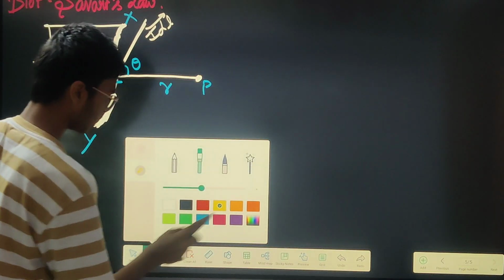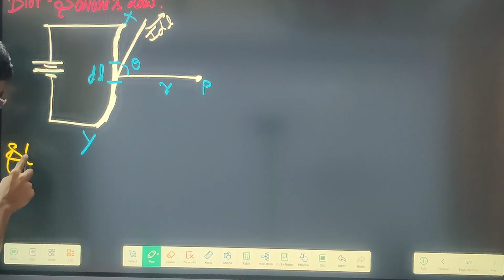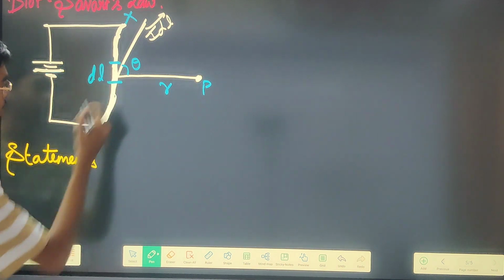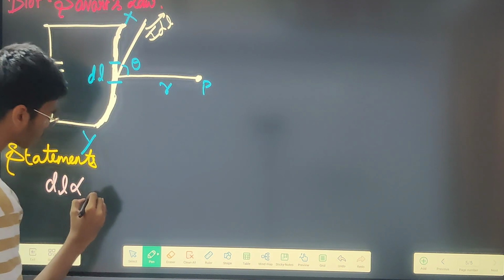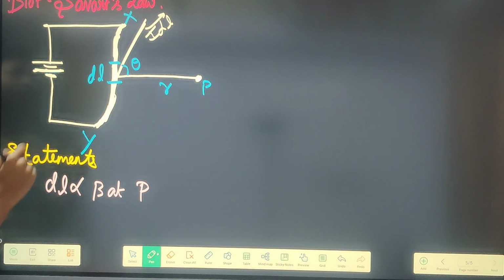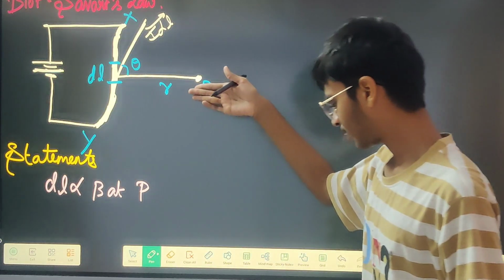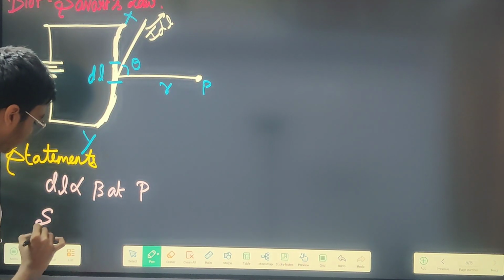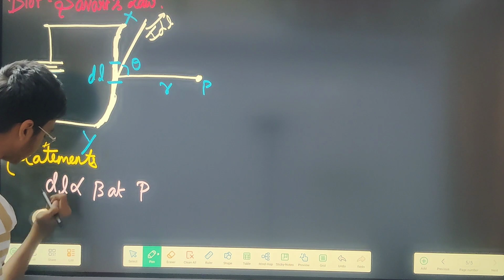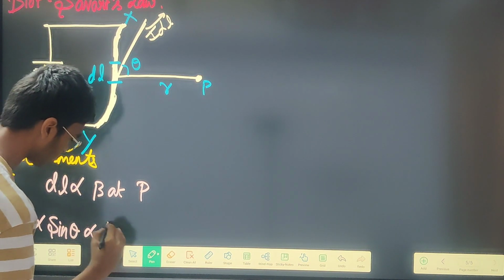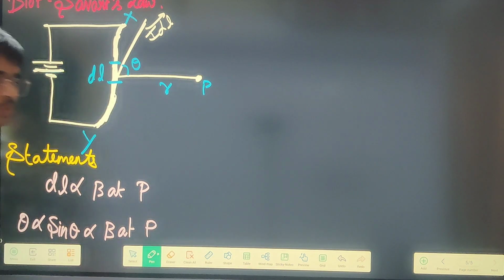I'll write it as statements. DL is directly proportional to the magnetic field at point P. Then theta: if this theta were big, then this magnetic field will also be big. Sin theta, I can say, because theta is directly proportional to sin theta. So sin theta is directly proportional to the magnetic field at P.